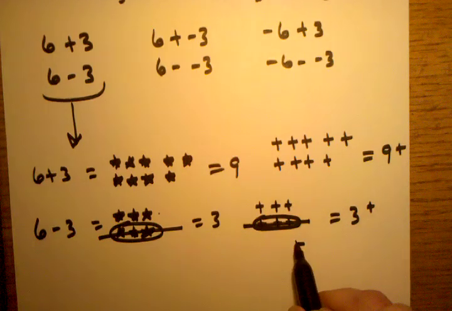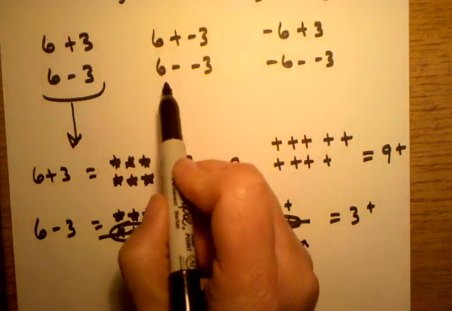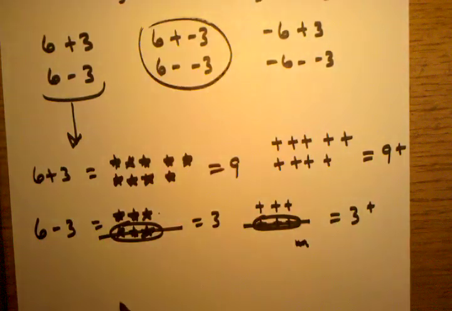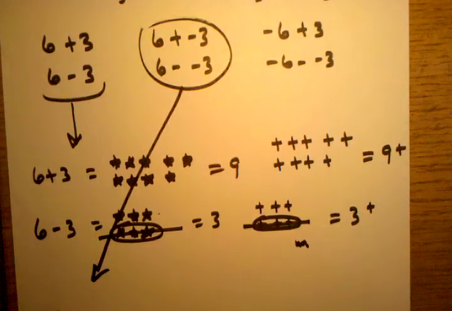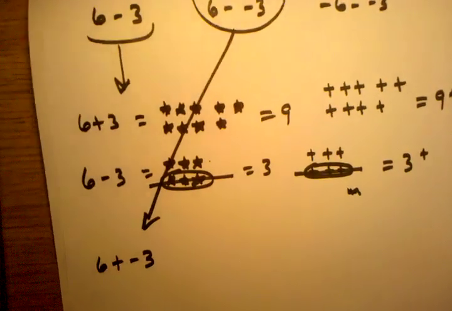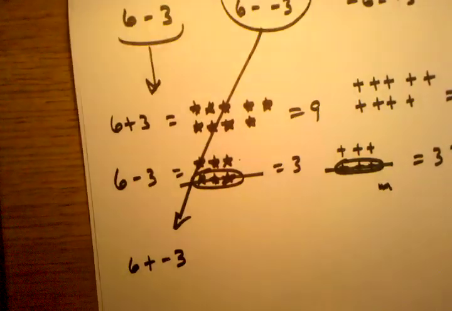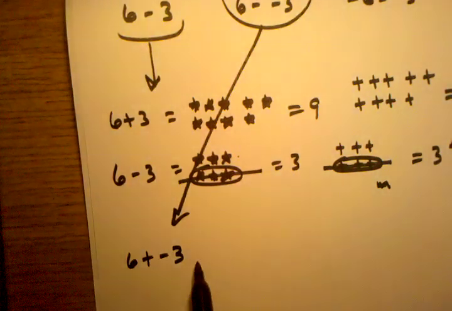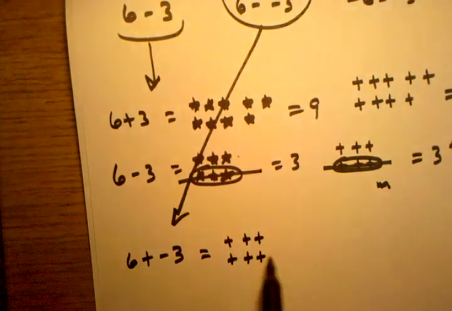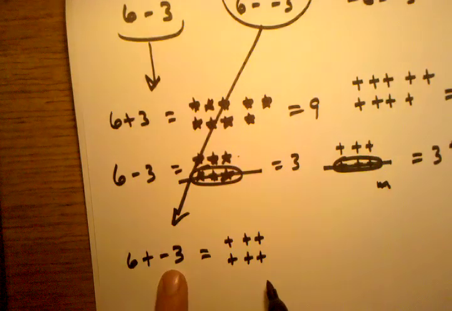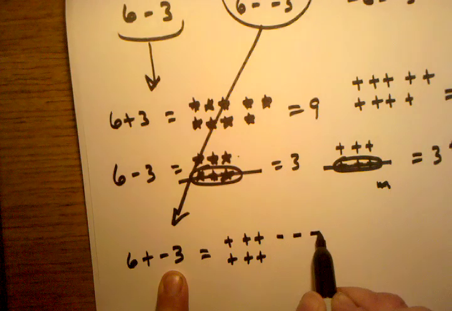But now let's take this same concept and work with these problems here. We're going to bring these down here. Now I'm scribbling all over my paper. So I'm going to have 6 plus a negative 3. So 6 plus a negative 3 would be starting off with 6 positive signs, because that's what positive 6 stands for. But when we're adding negative 3 to our pile here, we're actually going to add 3 negative signs.